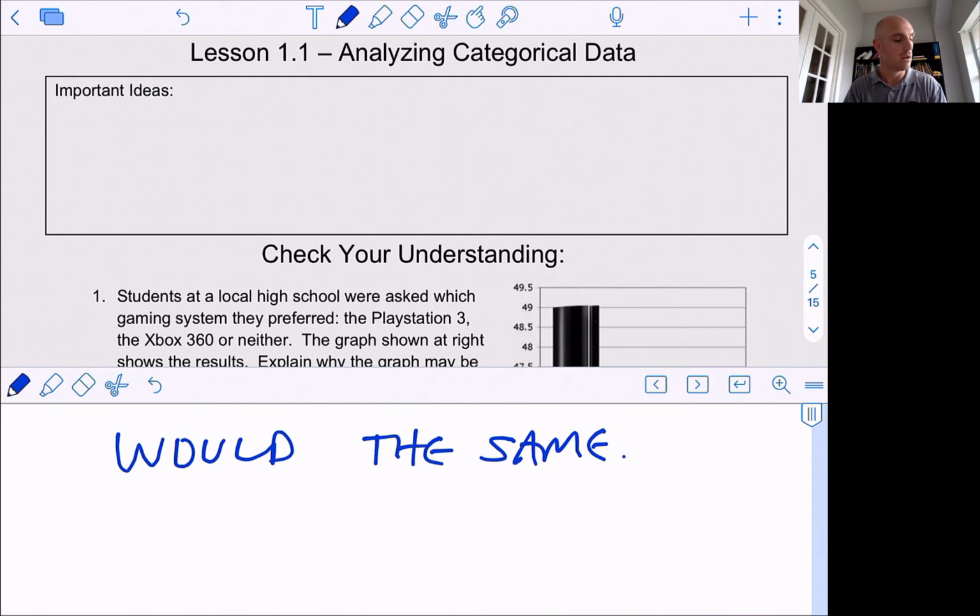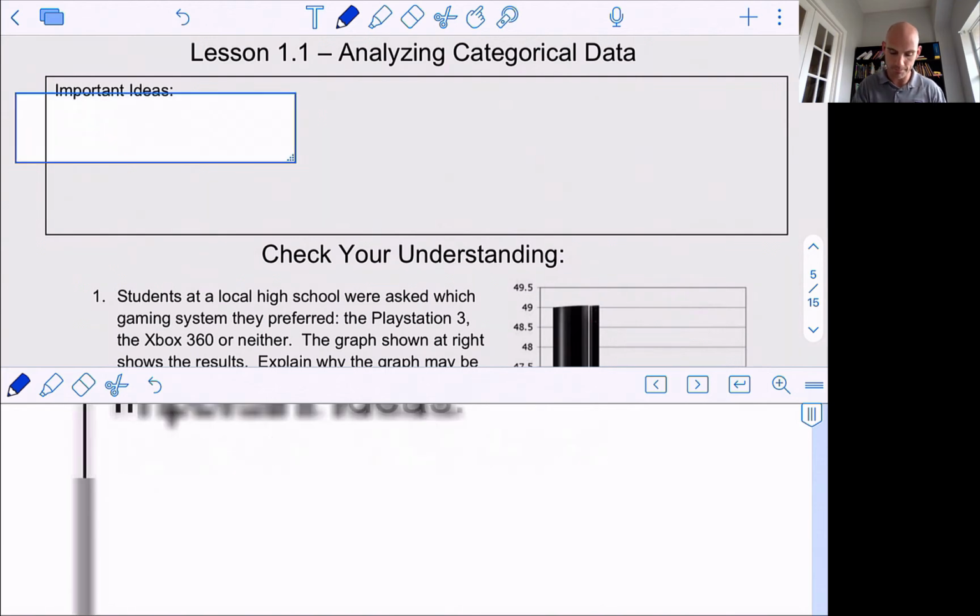Now, when you start to study and go through your notes, these boxes of important ideas are going to be really, really important, because this kind of distills everything we just did in that activity or in that data set that we just collected and walked through. It's going to distill it into the major principles. So let's talk about it here.